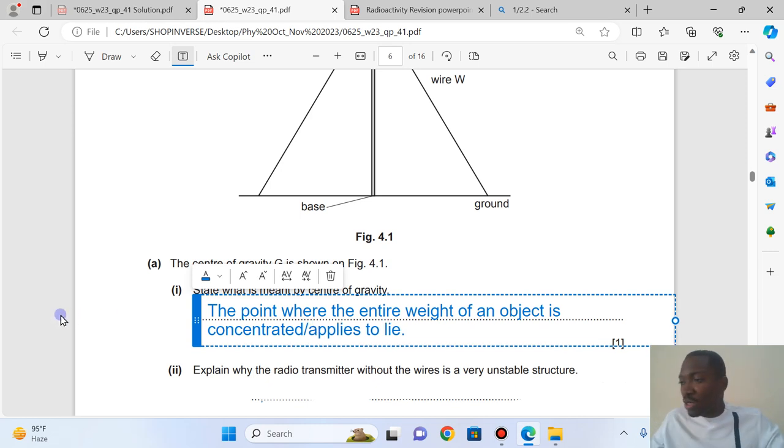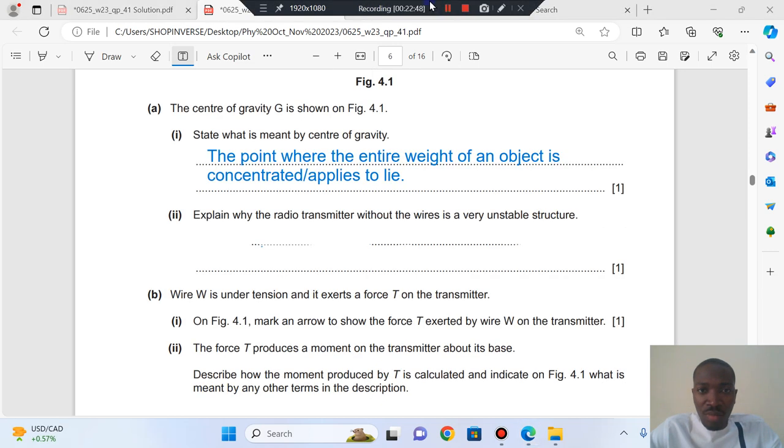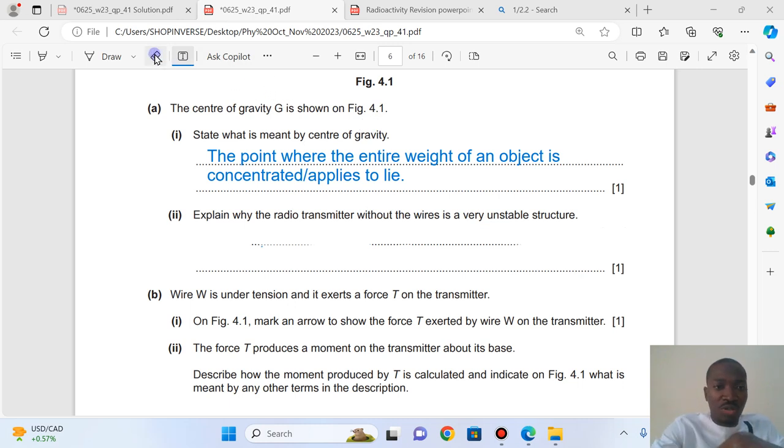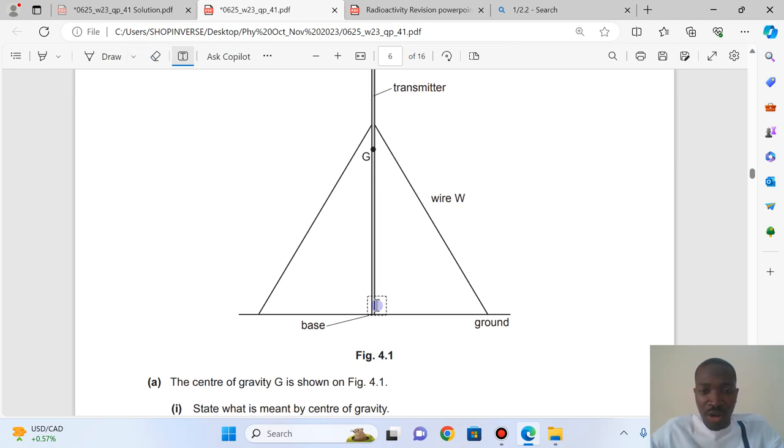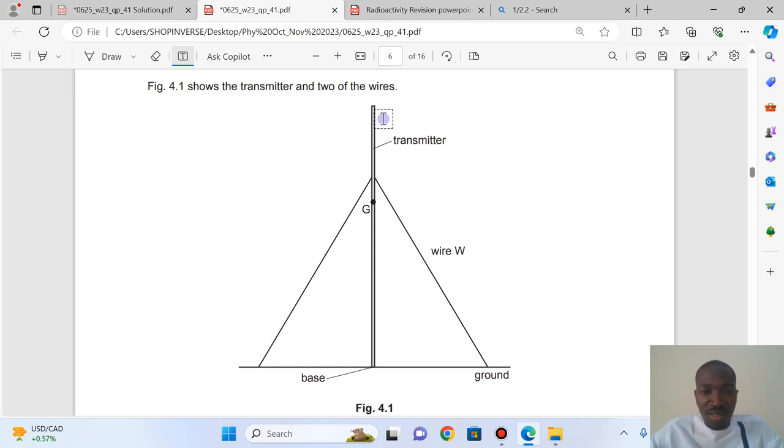The next part of the question says, explain why the radio transmitter without wires is a very unstable structure. And why would the radio transmitter without wires be an unstable structure? It's because without the wires, and you see, look at the base, it is very narrow. That simply means any little tilting force from this side will make the radio transmitter fall over to the other side.